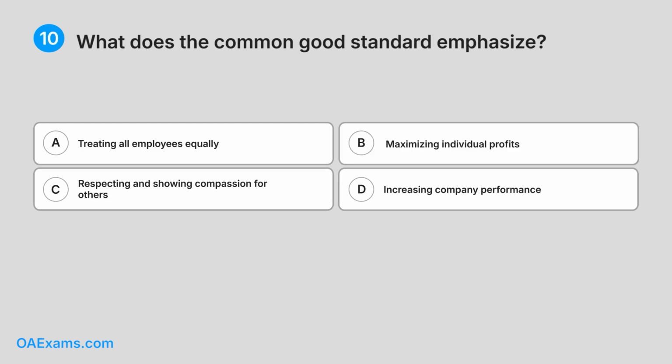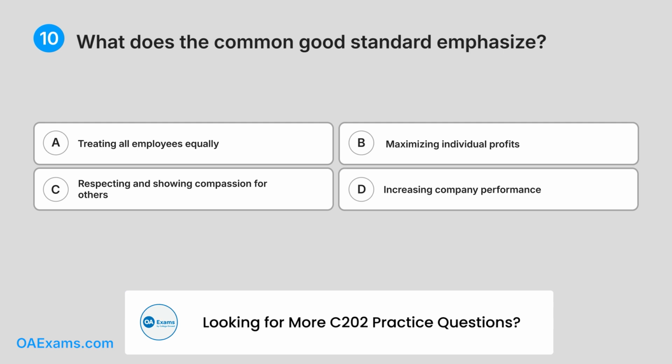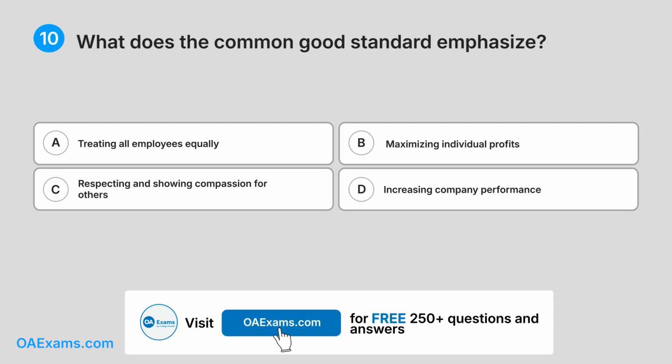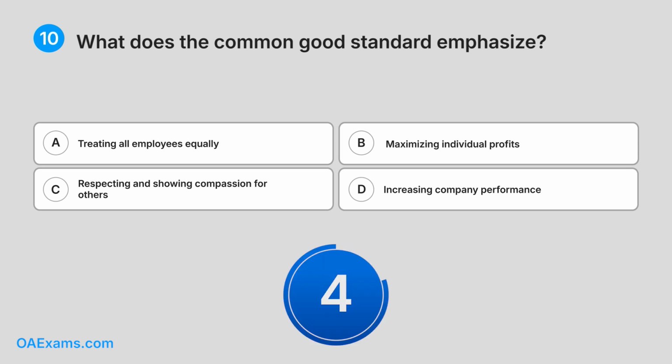10. What does the common good standard emphasize? A. Treating all employees equally. B. Maximizing individual profits. C. Respecting and showing compassion for others. D. Increasing company performance. What do you think is the answer?